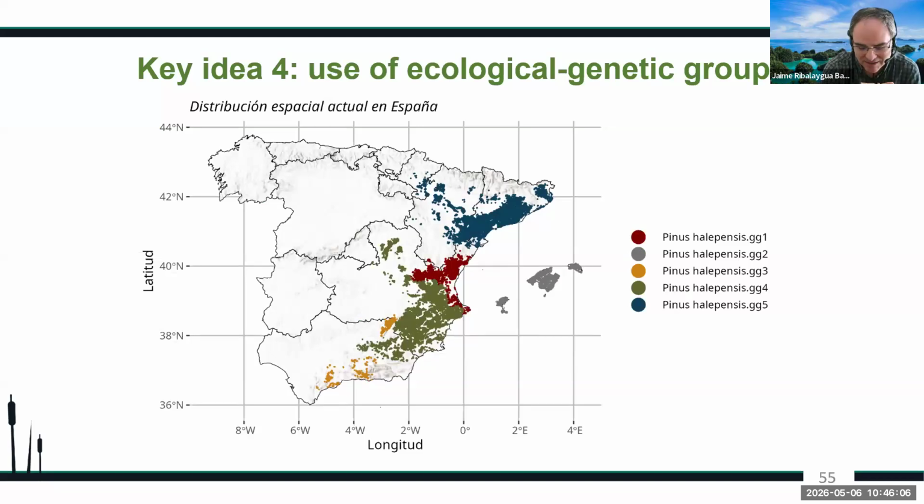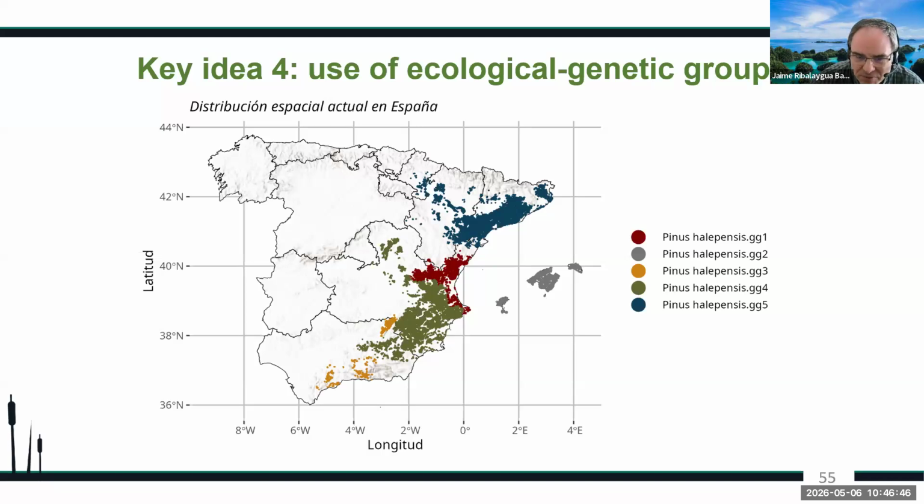And the final idea I would like to point out is the use of ecological genetic groups. What is this? You see here you have Pinus halepensis, one species here in Spain, and we have 5 different ecological genetic groups. They have been divided by the forestry administration here in Spain, and these populations of Pinus have different ecological and genetic characteristics, so they are specifically adapted to the environmental conditions of the area where they have developed during centuries.